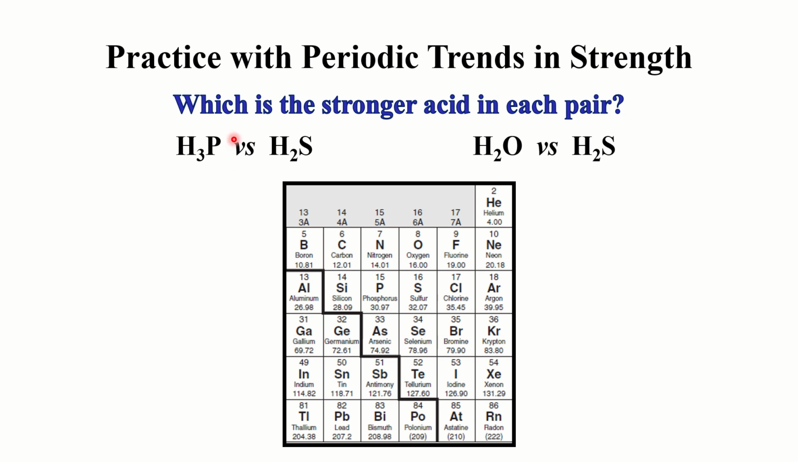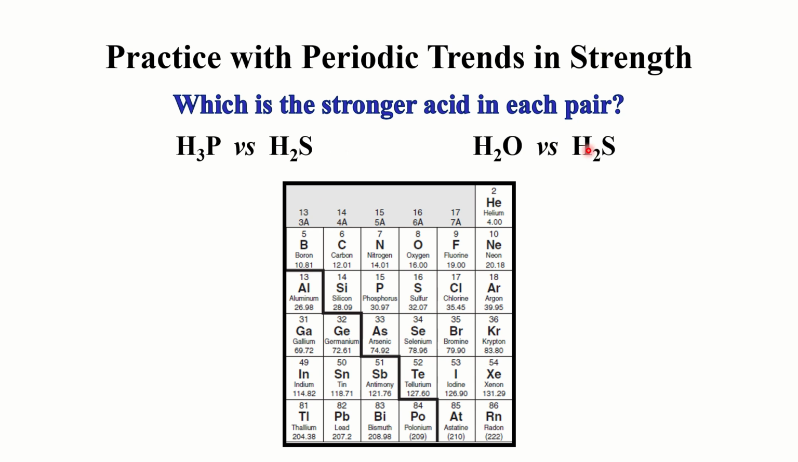All right, in this first pair, we're comparing H3P versus H2S. These two anions are in the same period, the same row. Therefore, the one further to the right, the one that is more electronegative, is the stronger acid, and so the correct answer would be H2S.